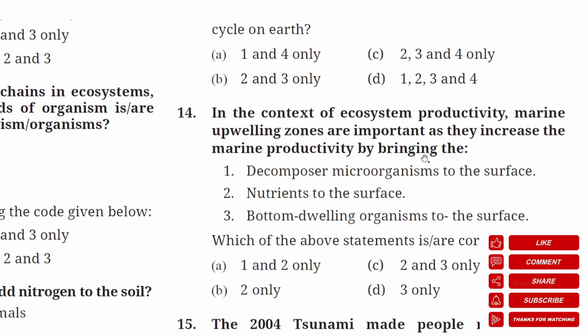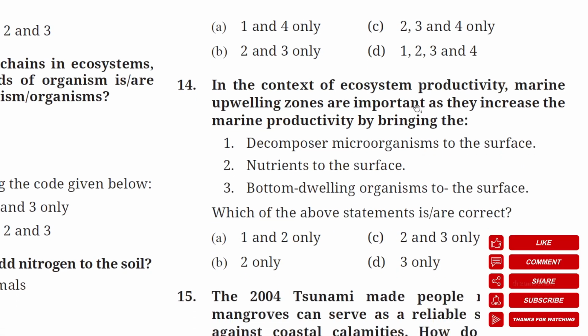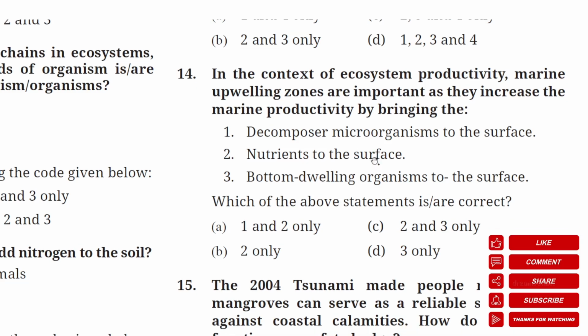Okay. Question number 14. In the context of ecosystem productivity, marine upwelling zones are important as they increase the marine productivity by bringing. So once again, a question on ecosystem productivity has been asked. Okay, marine upwelling zones are important as they increase the marine productivity by bringing the nutrients to the surface.